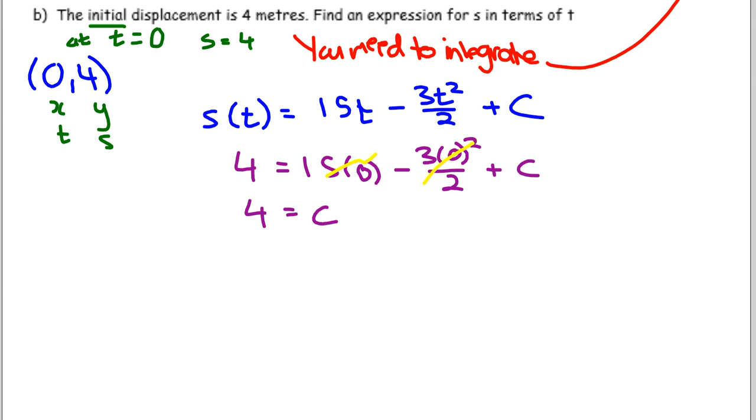Yeah, plug it back in. So s, you could just write s if you want. Some people might write s of t. Because the one above said v of t, so I'm going to write s of t, displacement with respect to time, equals 15t minus 3t squared over 2 plus 4.